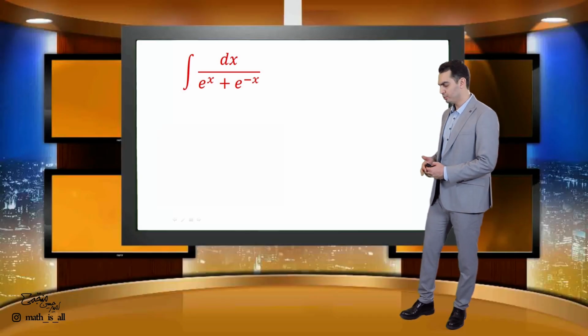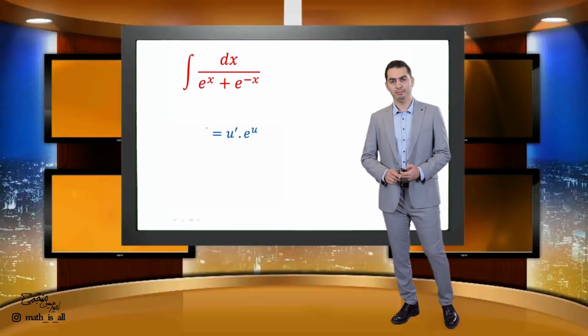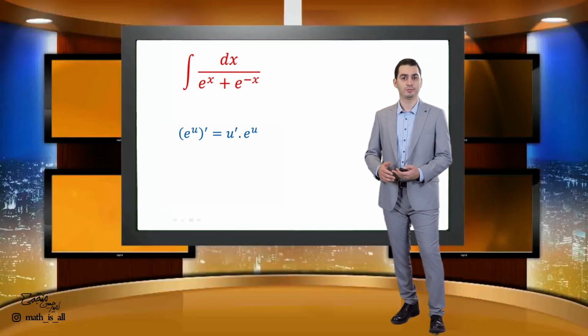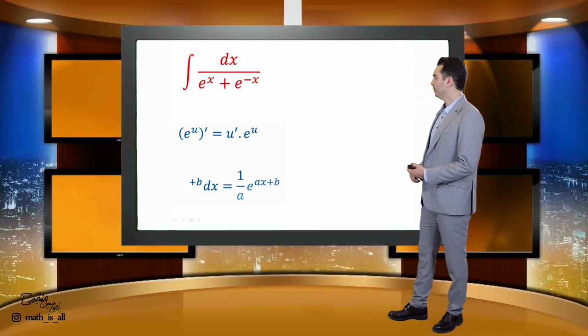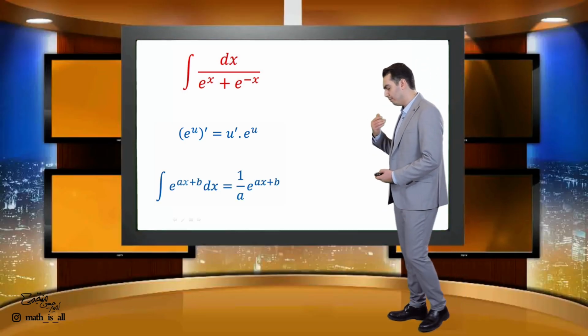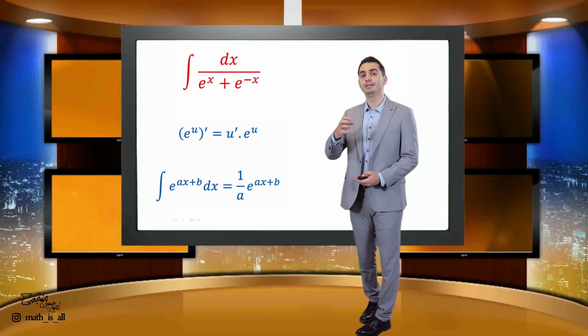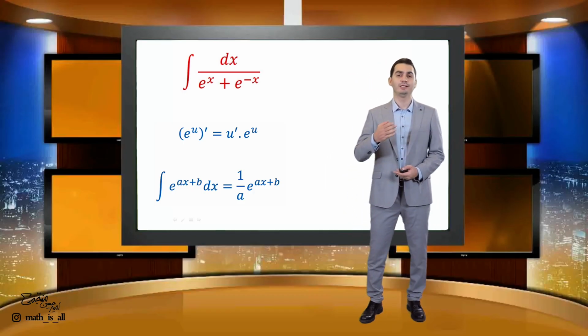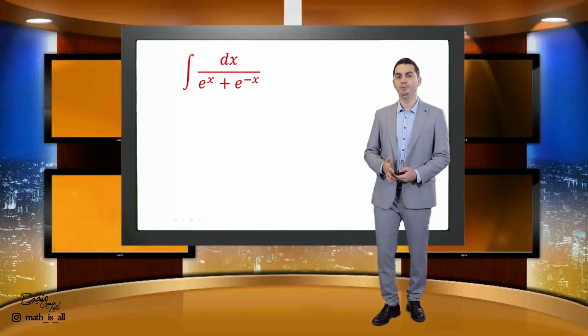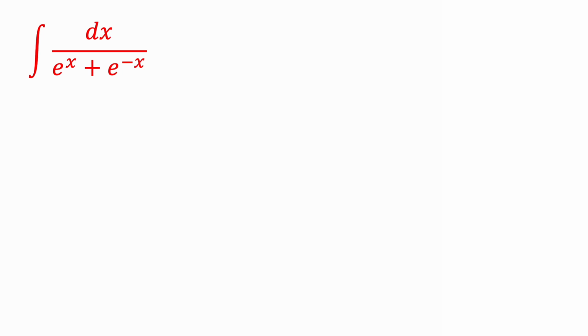In the last session, I told you that the derivative of e to the power of u is the derivative of its exponent times itself. I also told you the integral of e to the power of ax plus b was 1 over a times e to the power of ax plus b. Now let us see what we have in this problem. Okay, so we have e to the x and e to the negative x. To get started, I'll give you a hint.